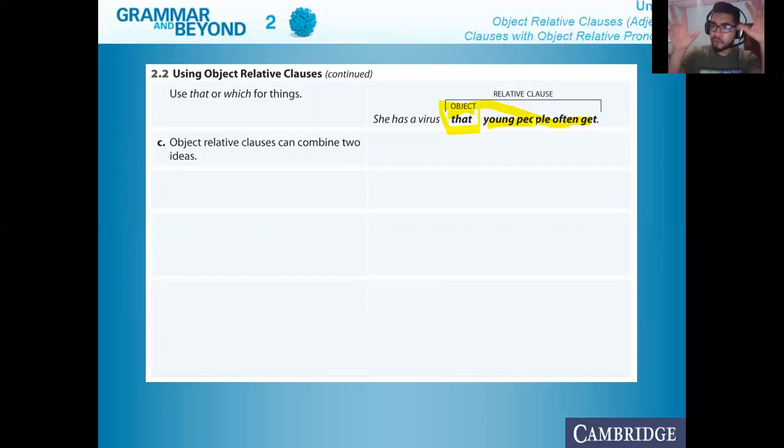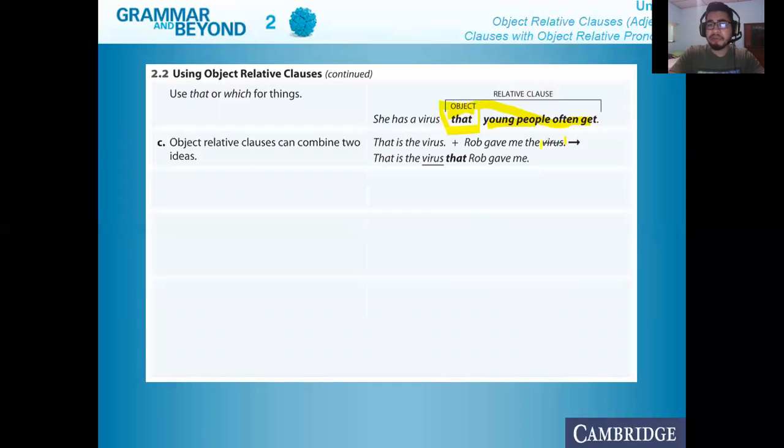So they both work as the glue of two ideas that mix them together and make them a complete sentence. For example, the virus. That is the virus. Nothing else. That is a sentence. Rob gave me the virus. Okay? So if I want to join these two ideas, first I'm going to eliminate the word virus because it's going to be redundant to have virus twice in a sentence. And then I'm going to join the two ideas by saying that is the virus that Rob gave me. I'm giving a characteristic to the virus to make sure that you understand that I'm talking about the same thing.